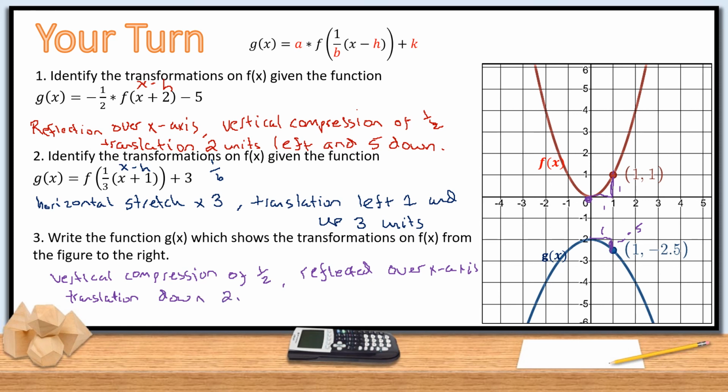And now you have to write all of that as a function because it did ask you to write the function. So g of x, we said reflection, so negative a, compression of a half, negative a half, times f of, there was no horizontal translation or horizontal compression or stretch, so b is fine, h is fine, so it's just f of x, and then minus 2. That was definitely a more challenging one. If you have problems with that, bring it up in the live classes so we can go through more, or we'll probably go through more anyway.